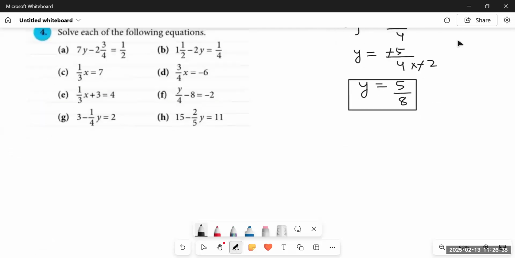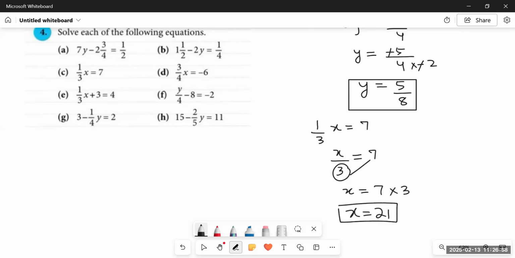You see? Then we have in part C, 1 upon 3x is equal to 7. It means x is divided by 3. So what will happen? Since 3 is in the denominator on this side, it would be moved to the numerator on the other hand side. And it will be x is equal to 7 multiplied by 3. That's it. So the answer would be 21. You see how easy it is.